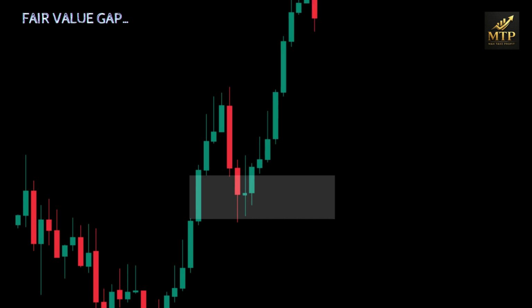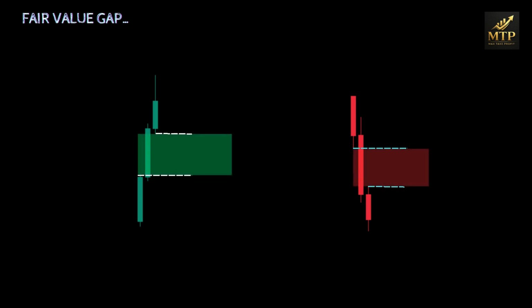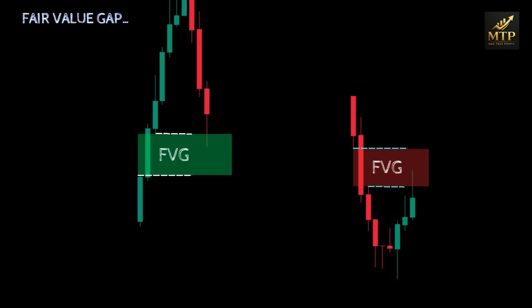That's where the fair value gap comes in. A fair value gap, or FVG, is a specific type of imbalance. It usually appears across 3 candles. When a strong impulse happens, the middle candle creates a space between the wick of the first candle and the wick of the third candle. That space represents the market imbalance. We assume price may return to that zone to rebalance orders before continuing in its original direction.